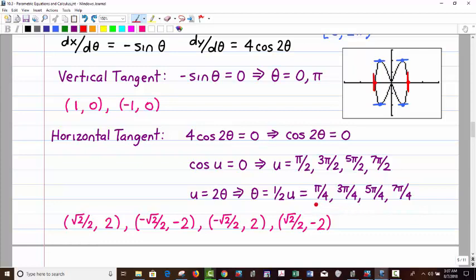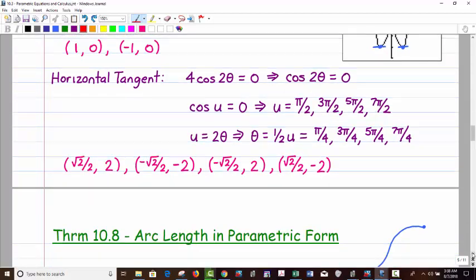So there are 4 values: pi over 4, 3 pi over 4, 5 pi over 4, 7 pi over 4. You plug those into the original equations for x and y, and I'm not going to do all that, but here they are. Here are the 4 points, and that's the 4 blue horizontal tangents on that graph. All right, that's good trig practice. I like that.